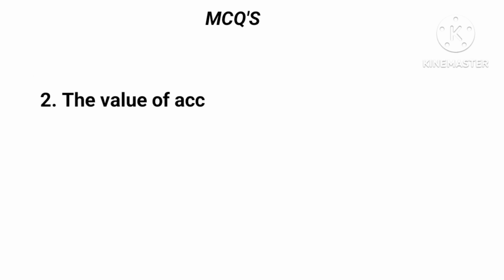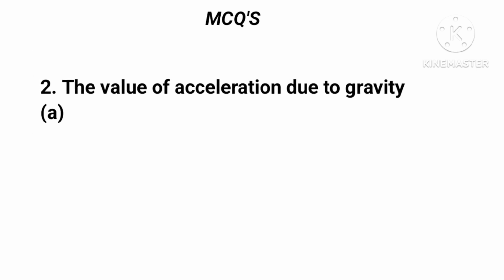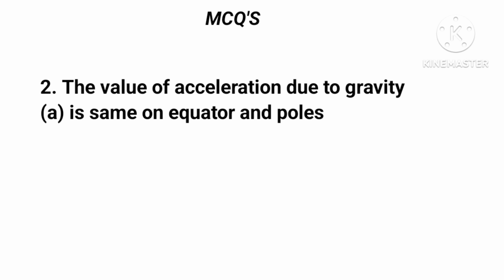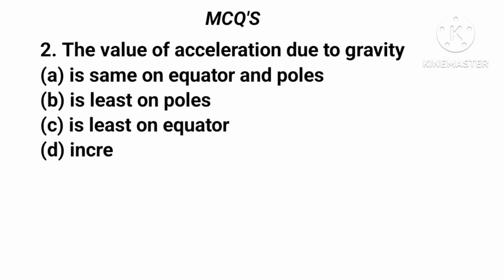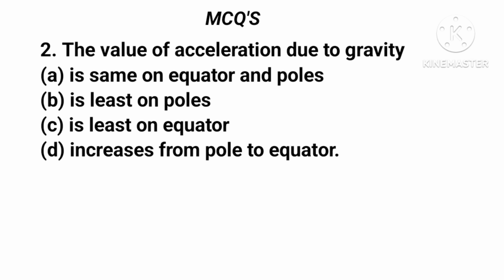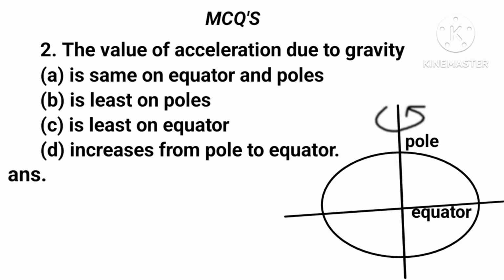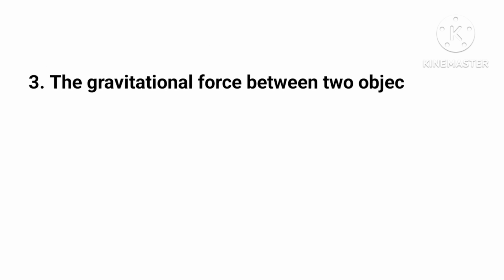2. The value of acceleration due to gravity: a. is same on equator and poles, b. is least on poles, c. is least on equator, d. increases from pole to equator. As we have seen before, the value of acceleration due to gravity is maximum on poles, and decreases towards equator, so the value of g is least at equator. Answer is C.